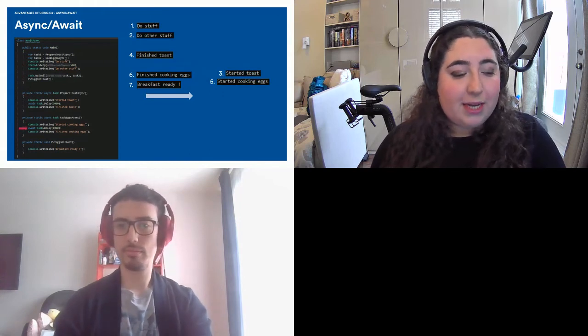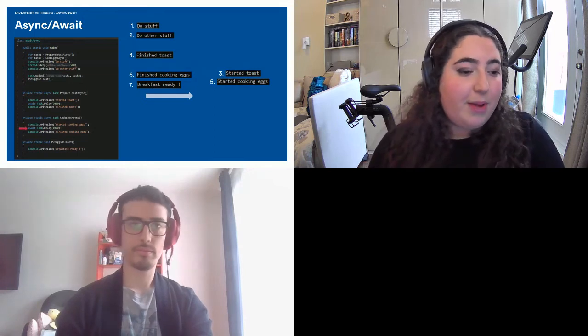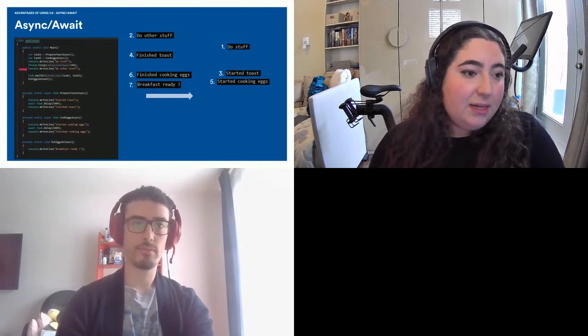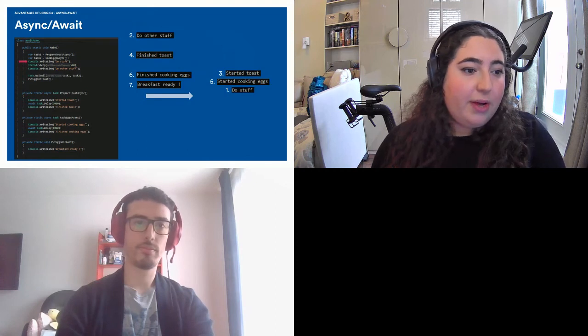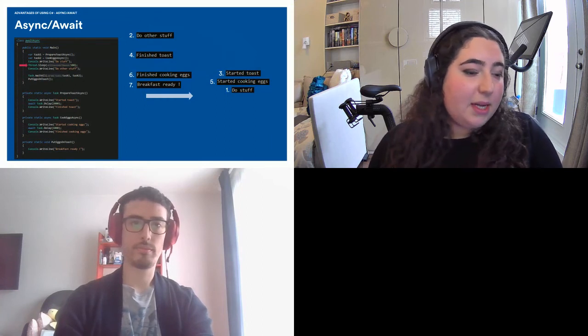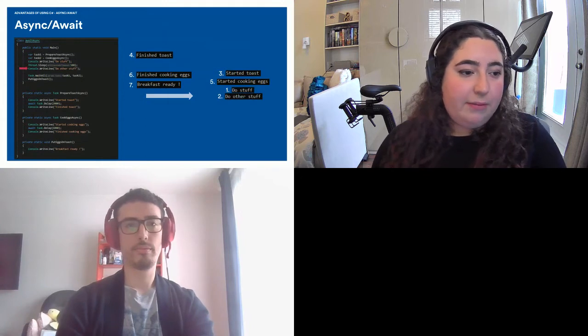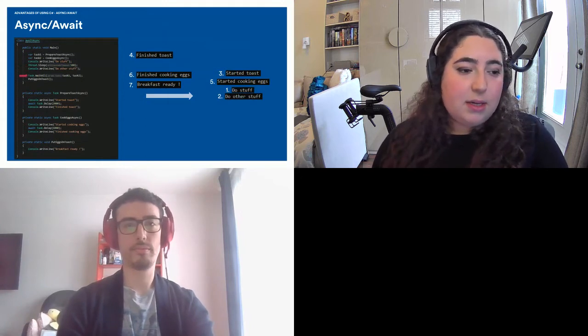Now we get to another Task.Delay. And again, the async state machine will know to come back here in 1 second. And so it will continue and it will write to the console, do stuff. Now we get to a Thread.Sleep of 5 milliseconds. We wait. Then we write to the console, do other stuff. Now here is the important part.